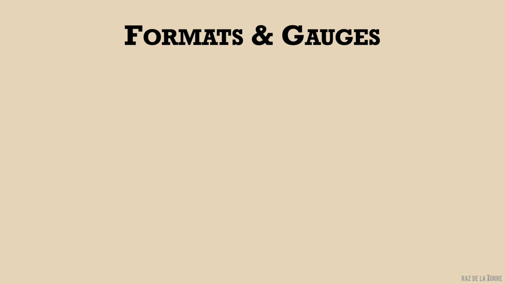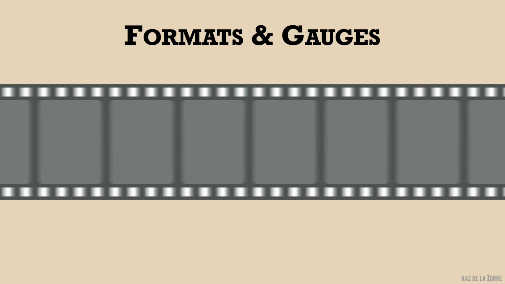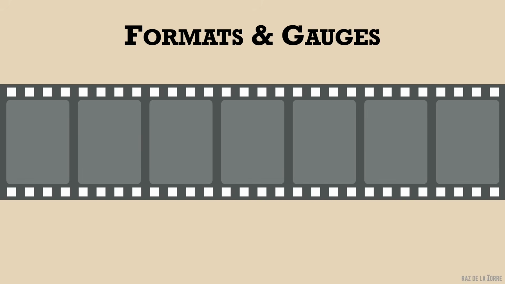Let's begin with the physical foundation of motion picture film, the format and the gauge. A film format refers to the technical blueprint, how a movie is recorded and projected. This includes the width of the film stock and implicitly the number of perforations and the frame size. The film gauge is the width of the film strip itself. It's a physical measurement, not a digital setting.